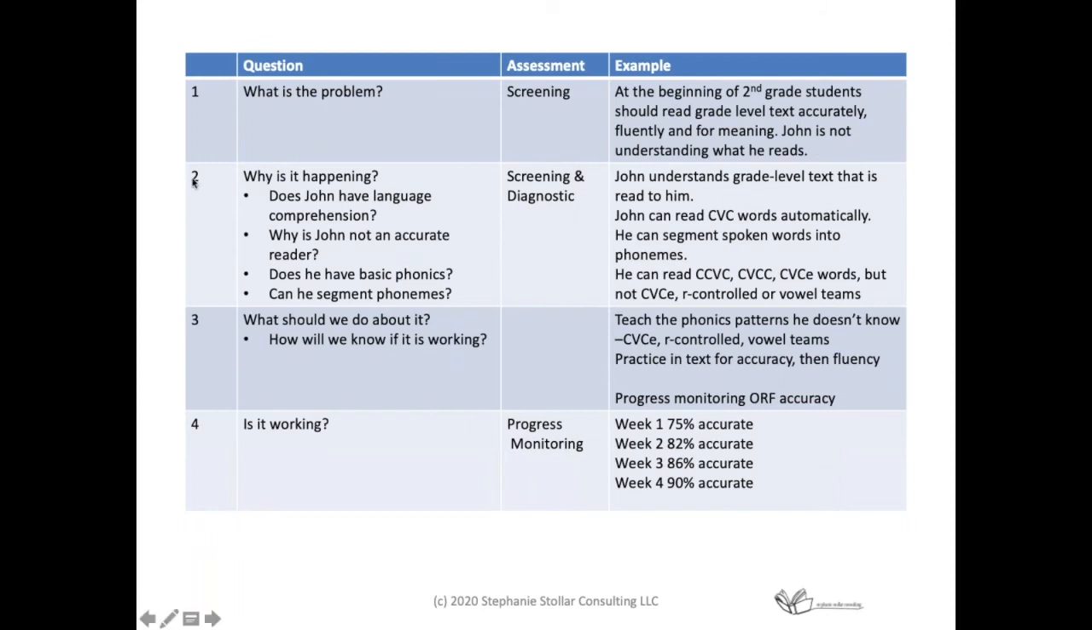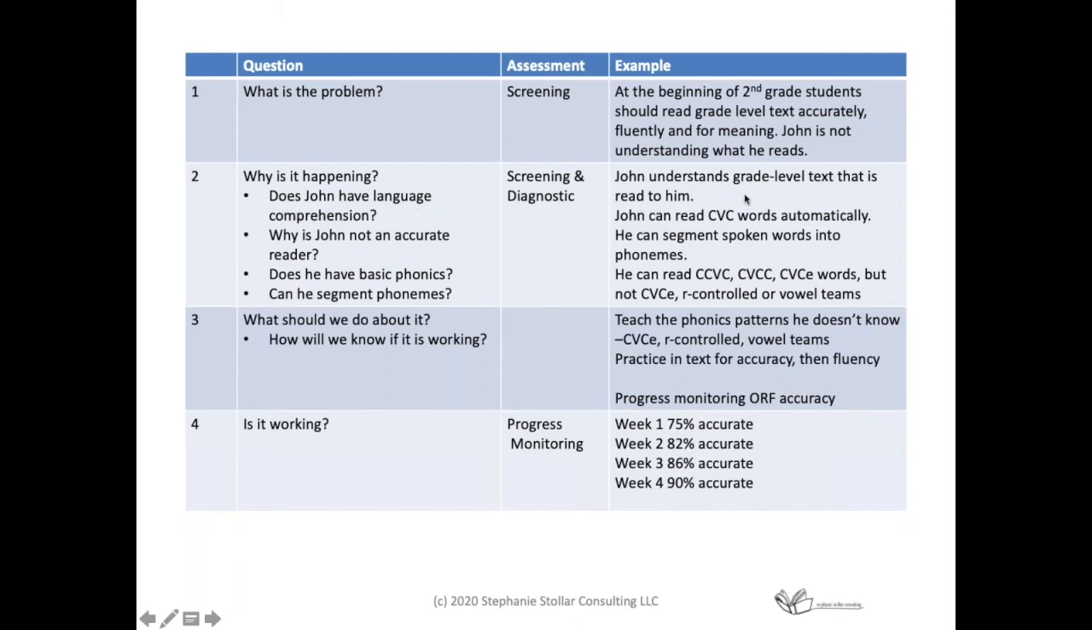In the second step of the problem solving process, we would ask, why is this problem happening? And we would use the simple view of reading to guide the generation of questions. We would have questions both about language comprehension skills and questions about word recognition or decoding skills. Our screening data might help us answer some of those questions. And when we can't answer these questions with screening data, we would need to choose a diagnostic assessment to answer the remaining questions.